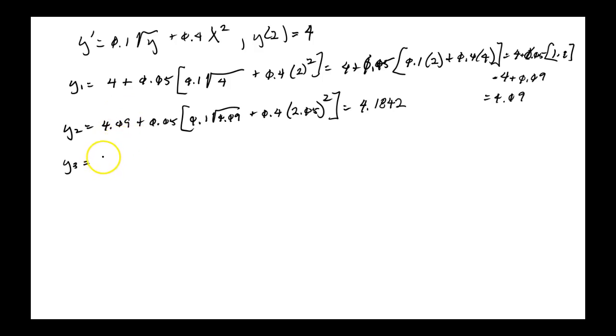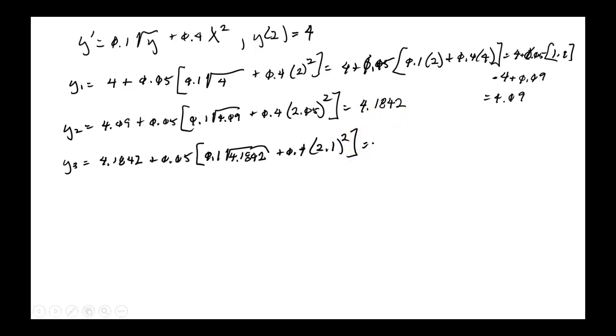Yeah. And this is 4.1842 plus 0.05 times 0.1 times the square root of 4.1842 plus 0.4 times 2.1, because you step that up by 0.05, squared. Close that parentheses and see what you get.